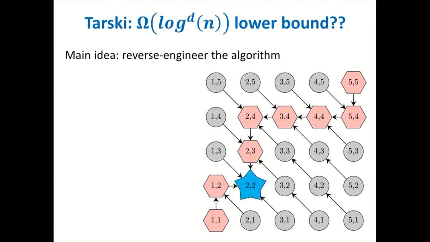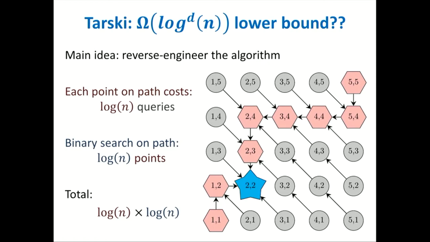We have this path of pink points, and finding each point on the path costs log n queries. Then you need to binary search on the path to find the blue point, which is a full fixed point. That's another log n queries, so there is a log squared. It's a very simple construction. Any questions? Super simple, right?